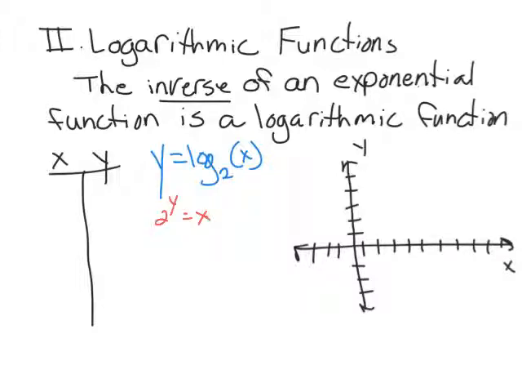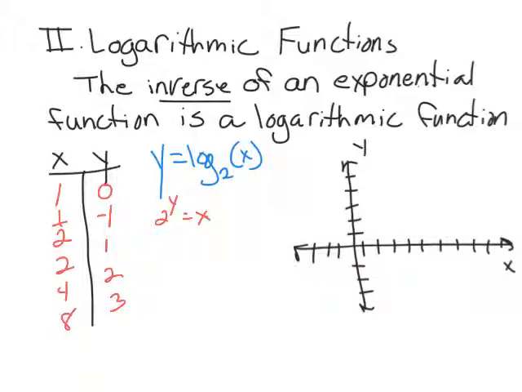So if y is 0, x is going to be 2. If y is negative 1, x is going to be 1/2. I'm a little out of order, so let me fix this and do it again. When y is 0, x is 1. When y is negative 1, x is 1/2. And then when y is 1, x is 2, and then 4, and then 8.